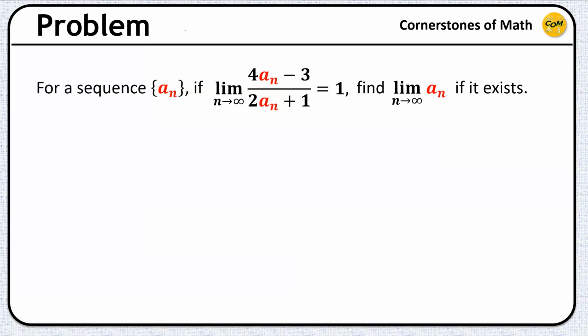This is a rather short video about a very easy problem. The problem is, for a sequence an, if the limit of (4an minus 3) divided by (2an plus 1) as n goes to infinity equals 1, find the limit of an as n goes to infinity, if it exists.